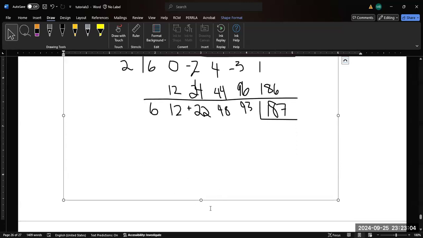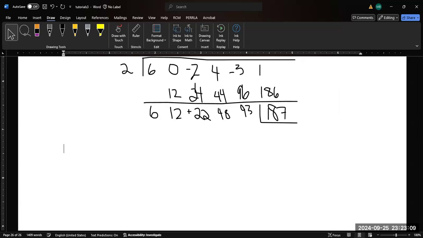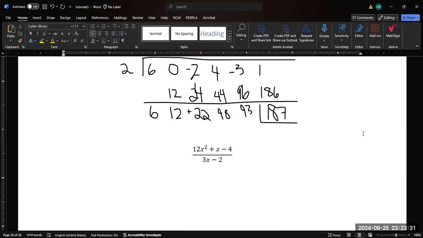Now, one other scenario that we might worry about is, what if we have to divide by a linear term, but the leading term is not an x, it's 2x or 3x. So let's look at an example. 12x squared plus x minus 4 divided by 3x minus 2. Now, the long division part doesn't change, but we do have to modify the synthetic division.